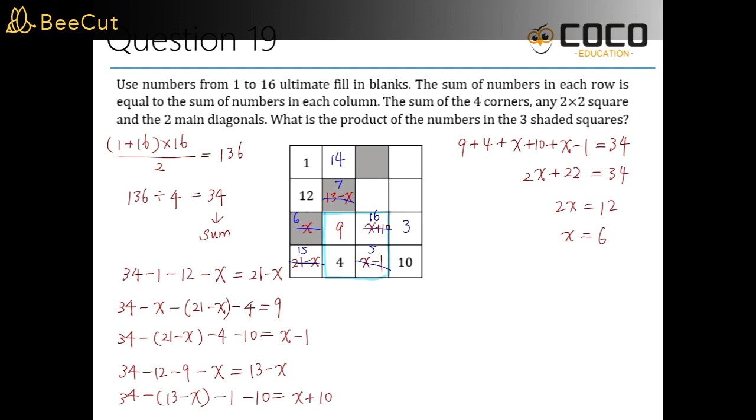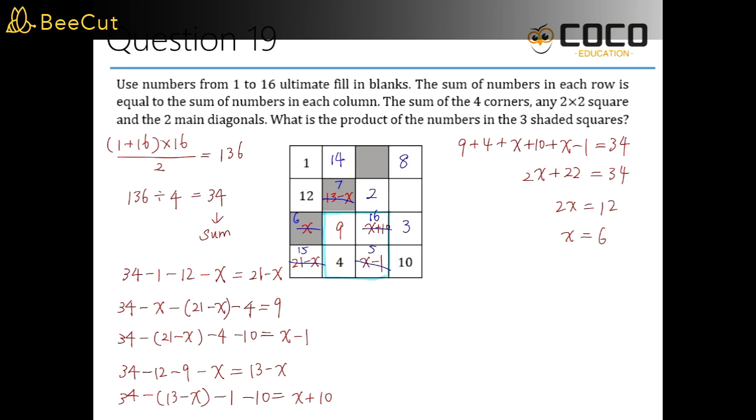Then we check the 4 corners. The sum of the numbers is 34. So the missing corner is 8. Then along this diagonal, the sum is 34. So we find this number is 2.